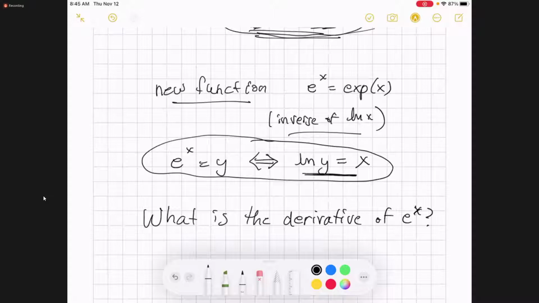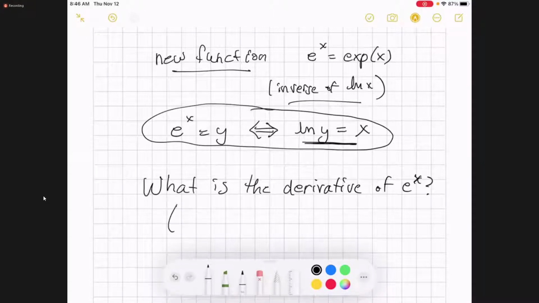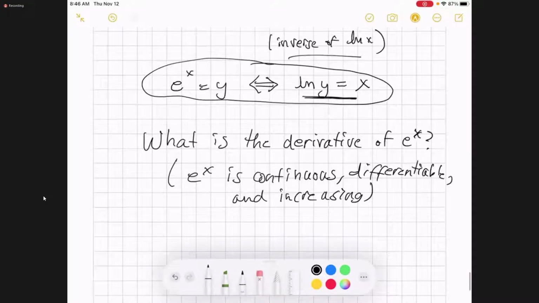Okay, I do know that e to the x is continuous. And differentiable, just because its inverse function is continuous and differentiable. And we also know it's increasing. So let's figure this out.